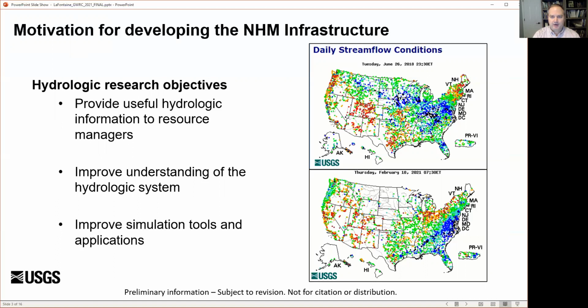So where we have a lot of data collection sites, we also look to couple that with modeling efforts within the water mission area. Another goal is improving the understanding of the hydrologic system. As we develop models, we look at what we're able to represent, which pieces we're perhaps not capturing, and whether there are opportunities to improve our representation of those pieces of the hydrologic cycle, and improve the simulation tools and applications as we see opportunities for advancement in process representation. How does that actually feed into the tools that we use and the model applications we develop?